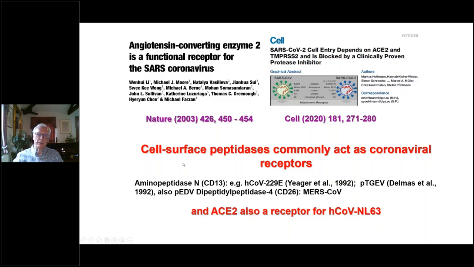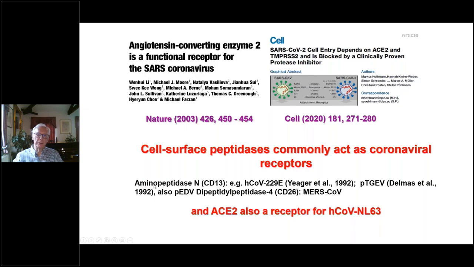So that covers really a lot of what we know about the specificity and activity of ACE2, but the real surprises came 3 years after its discovery, when it was found to be the functional receptor for the SARS virus, and of course this year also for the SARS-CoV-2 virus, and you'll be hearing more about that shortly. But perhaps we shouldn't have been too surprised, because cell surface peptidases commonly act as viral receptors, including coronavirus receptors.